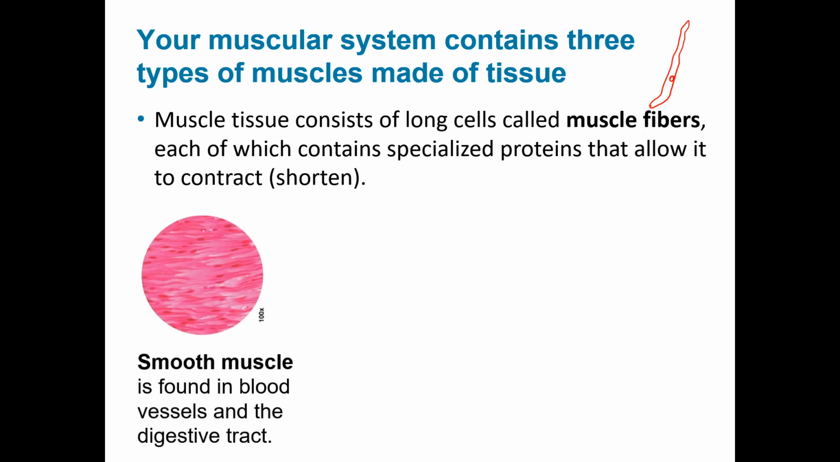And so there's three main types of muscle tissue. One is smooth muscle. Smooth muscle is what we call involuntary.